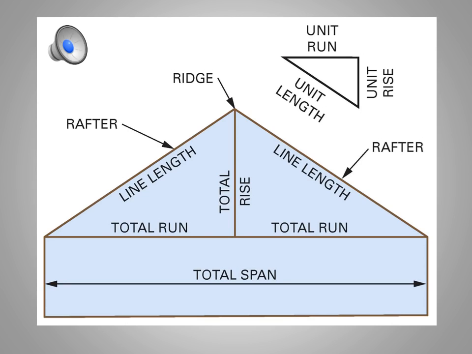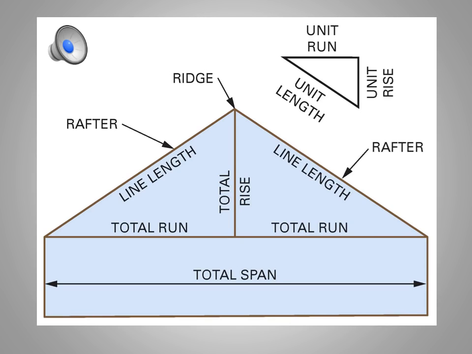Here we have the roof triangle with the same numbers and the same letters on it: total run, total rise, total span, and length. At the top would be the ridge. Now we're treating the rafters as though they're just lines, so there's no dimension to them, no thickness.